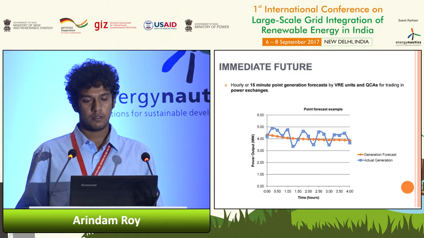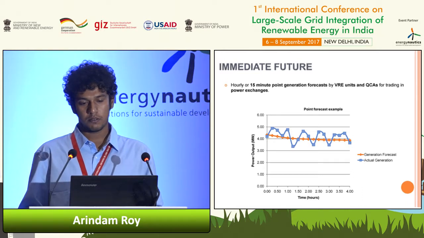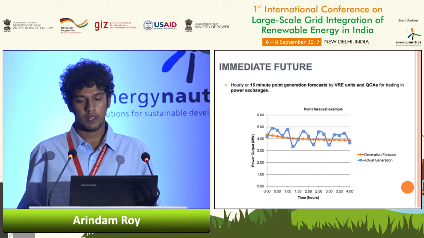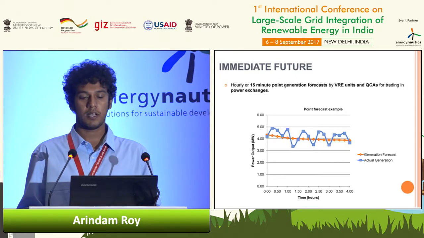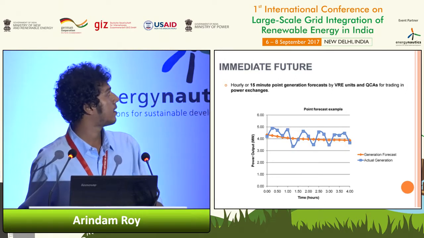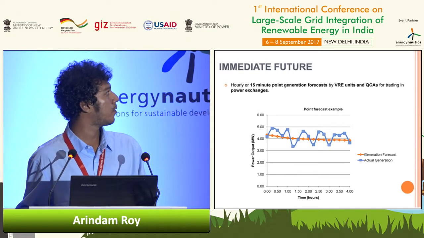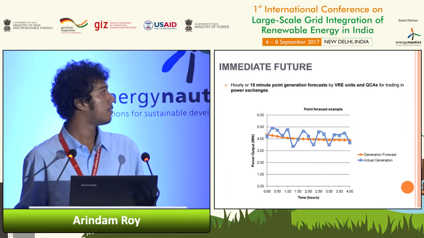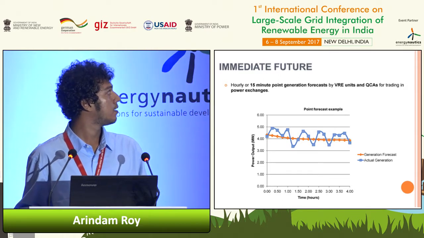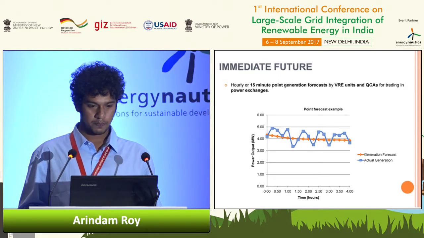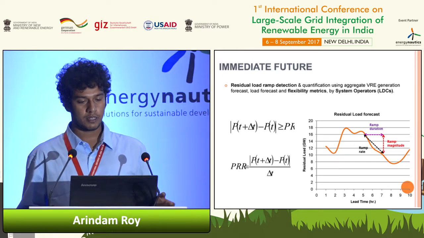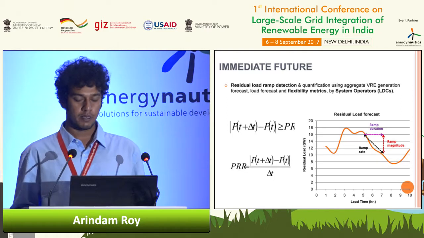One of the first applications could be trading the renewable energy production in the power exchanges. For that, the plants themselves will need 15-minute forecasts. This is just an example schematic. The point here is to show that the actual generation may vary many a time from the forecasted generation, and that has to be taken into account. This type of forecast would primarily be done by the VRE units themselves.